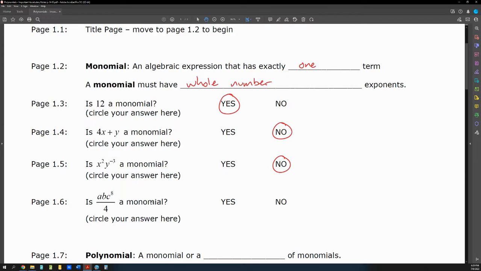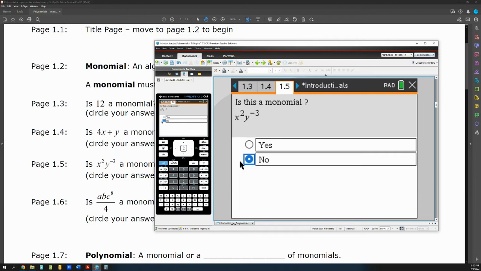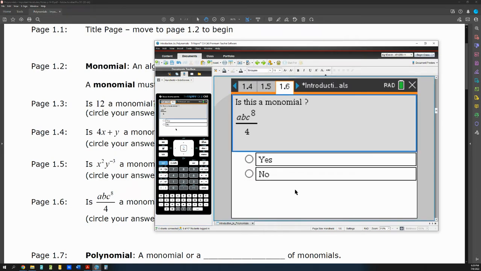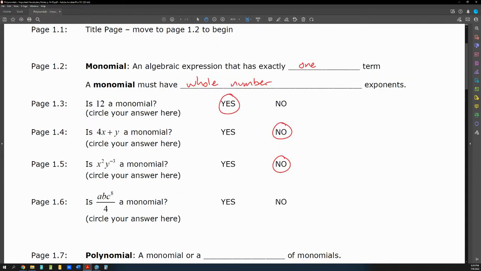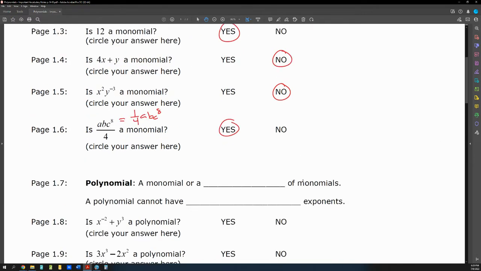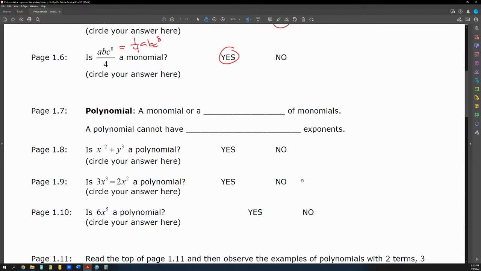How about this one? What about abc to the 8th all over 4? Is that a monomial? The answer, yes, it is. There's only one term, and all of the exponents are whole numbers. We could rewrite this by pulling that coefficient out front and writing it as 1/4 abc to the 8th. So remember, those coefficients can be fractions, but not the exponents.